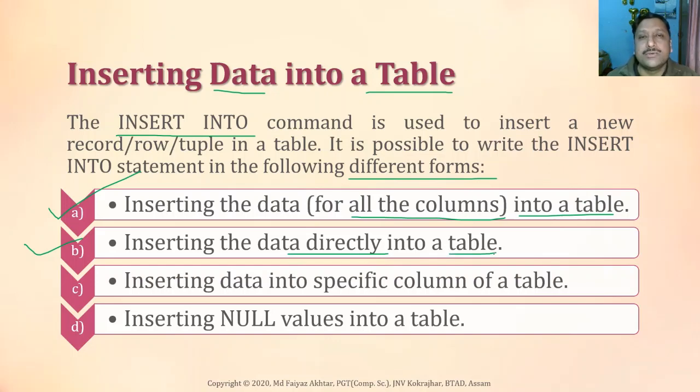Okay, there is no other process, just directly put the data in the table. We will discuss one by one. Inserting data into a specific column of a table. Suppose some column is left blank or left null, so that later we can add some value. Then later, to insert some value you specify the column name to insert data only in that particular column or columns. Inserting null values into a table. Some null values can be inserted. Okay, and how we can insert null values we will see here.